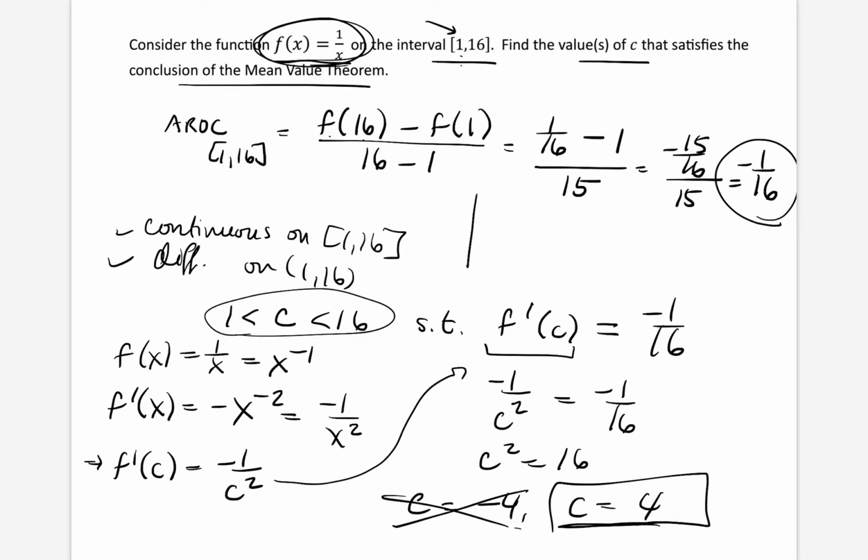Well, this means if we were to graph f of x equals 1 over x, and look at the graph between 1 and 16, and draw the secant line that joins those points, then at the value x equal to 4, if we found the equation of the tangent line, it would have the exact same slope as the slope of that secant line joining 1 and 16.